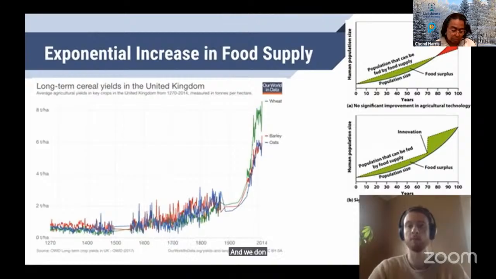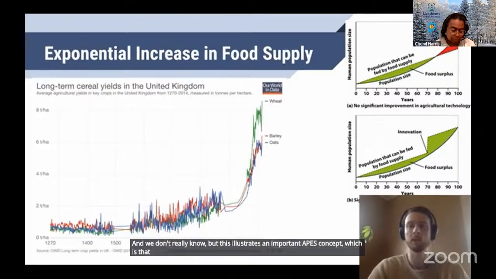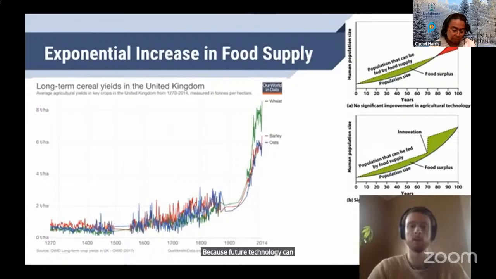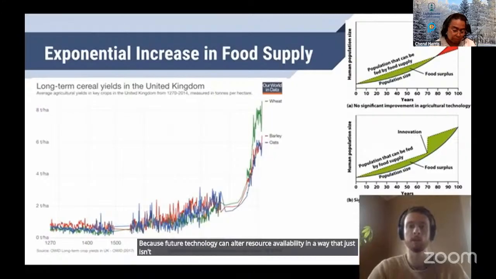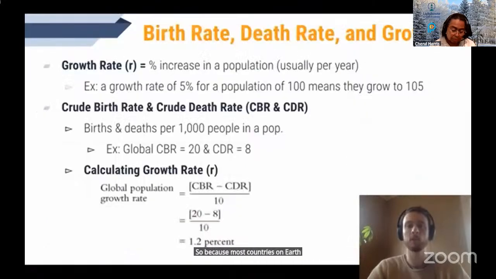And we don't really know, but this illustrates an important APES concept, which is that predicting Earth's carrying capacity for humans is difficult because future technology can alter resource availability in a way that just isn't possible for other species on Earth.